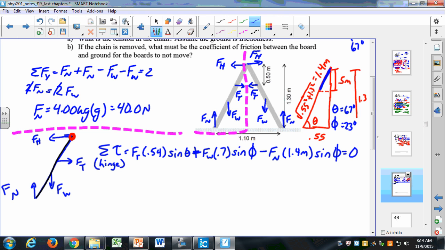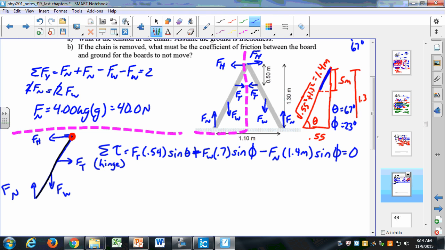Okay? So I'm looking at the weight here, and I want to know this angle, which is going to be 23 degrees. And then finally, the Fn, that causes a clockwise torque. The distance is, so it's negative. The distance is 1.4 meters.